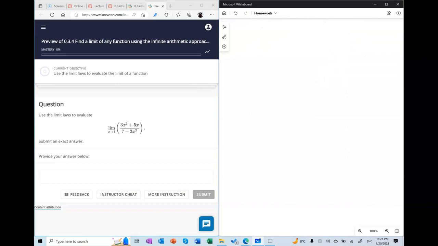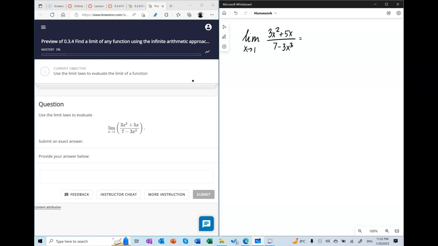We have a limit, and even though it says use the limit laws to evaluate, that is just a fancy way of saying plug the target value in. The limit laws basically say if you have a continuous function, the limit can be passed through the continuous function, or in other words, the continuous function can be factored out of the limit.